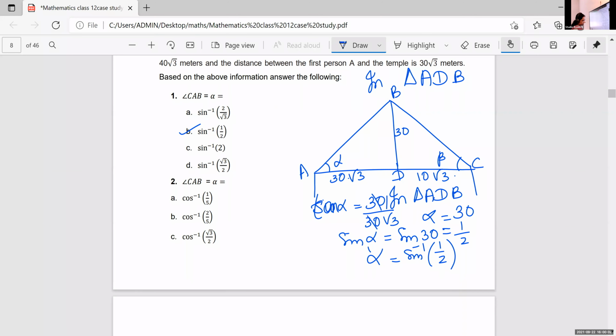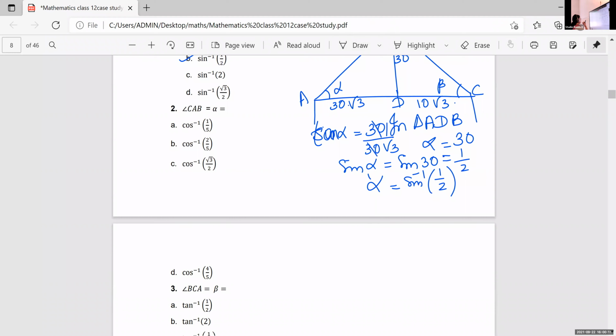Yes, what is the answer? And only three options you can see. What about the fourth one? D, cos inverse of 4 by 5. What will be the answer?